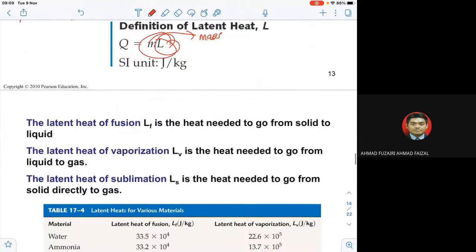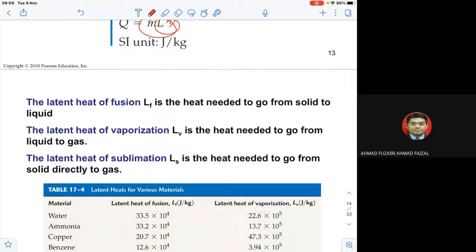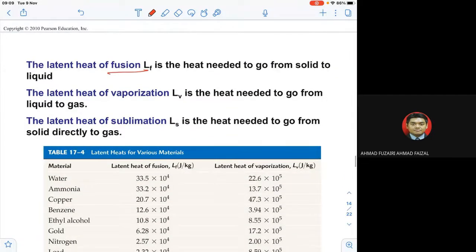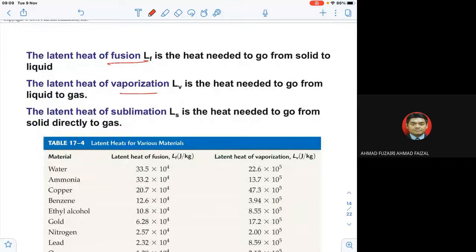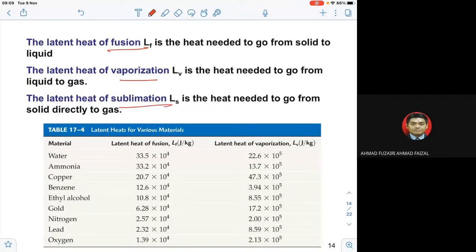In latent heat, we have latent heat of fusion, latent heat of vaporization, and another one is latent heat of sublimation. Normally, we will always use latent heat of fusion and latent heat of vaporization. We will look at them later. But first, what is latent heat of fusion? It is the heat needed to go from solid to liquid.